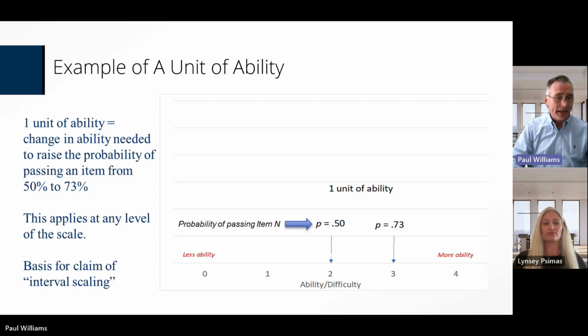So let's call it item N. A person with an ability level of 2 has a 50% chance of passing that item. To go to the next level, at level 3, an individual with an ability of 3 would have a 73% chance of passing that item. So they have grown in 23% increments. So this is a constant across the scale.